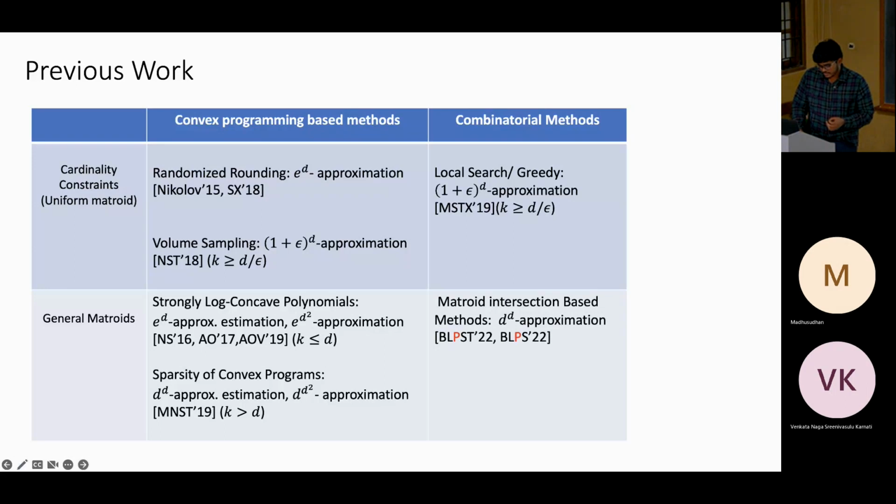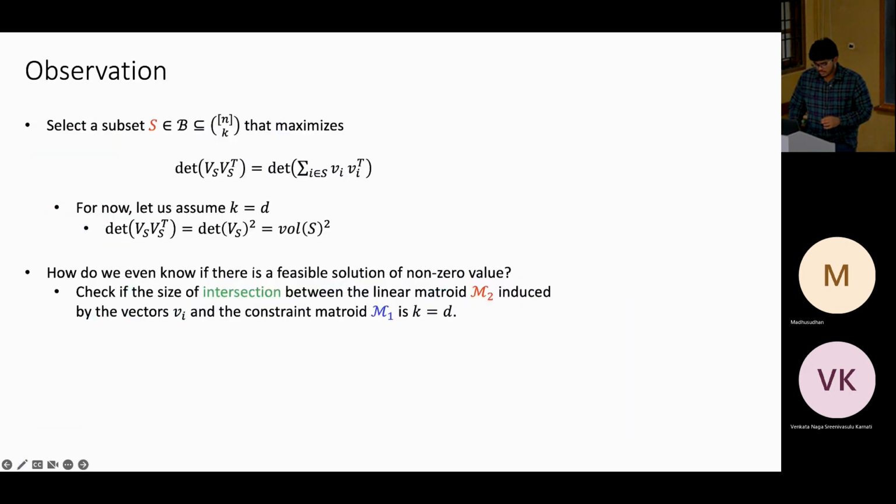Even here, I guess this e to the d and e to the d square are when k is d, but they become e to the k, and I'm not sure if it's k square or kd, but at least this e to the d is e to the k. But I'll try to spend more time giving you details of what's happening and make it more complete and as simple as I can.